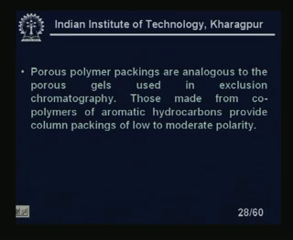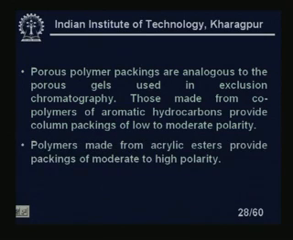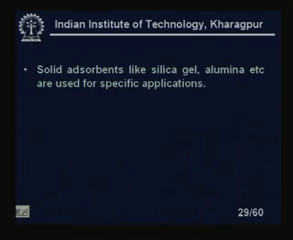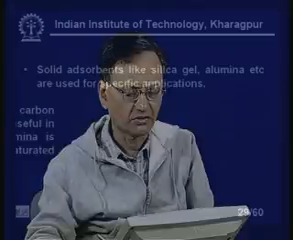Porous polymer packings are analogous to the porous gels used in exclusion chromatography. Those made from copolymers of aromatic hydrocarbons provide column packings of low to moderate polarity. Polymers made from acrylic esters provide packings of moderate to high polarity. Solid adsorbents like silica gel, alumina etc. are used for specific applications, right. These are also basically adsorbents, please note.